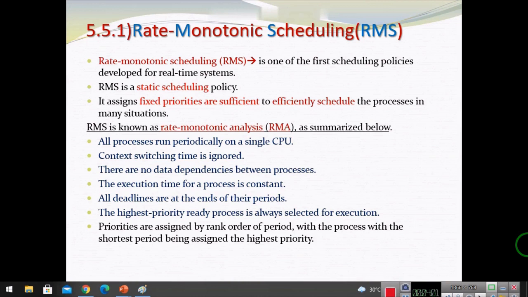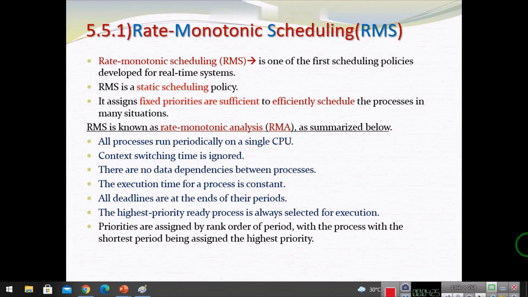And the fourth very important thing is that we have to calculate the deadline also. The deadline is always at the end of your time period. And finally, a very important thing, the highest priority. A process or a task having the highest priority will execute first. So, how do we calculate the highest priority task?